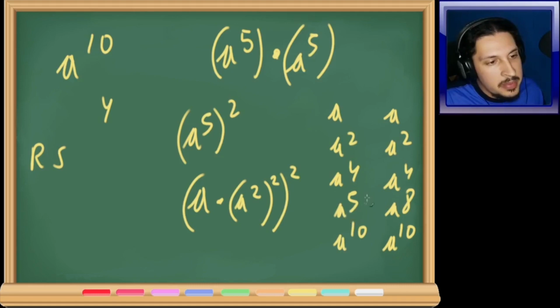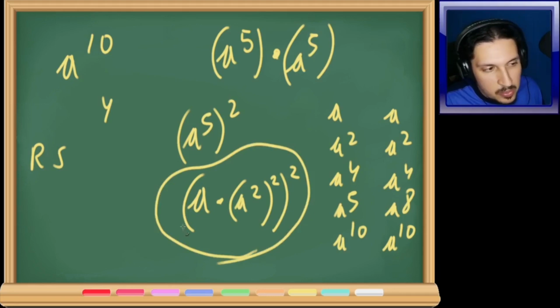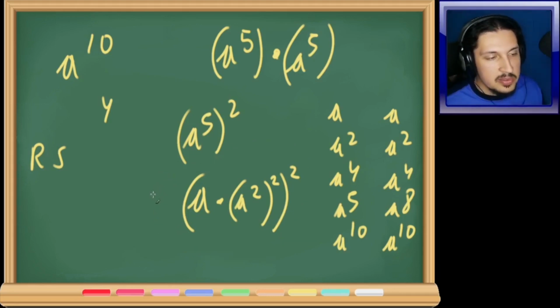So that might make you see that the problem might get harder for higher numbers. But the thing is that the method of repeated squaring is not always optimal. Sometimes you can get better results doing something different, something else.